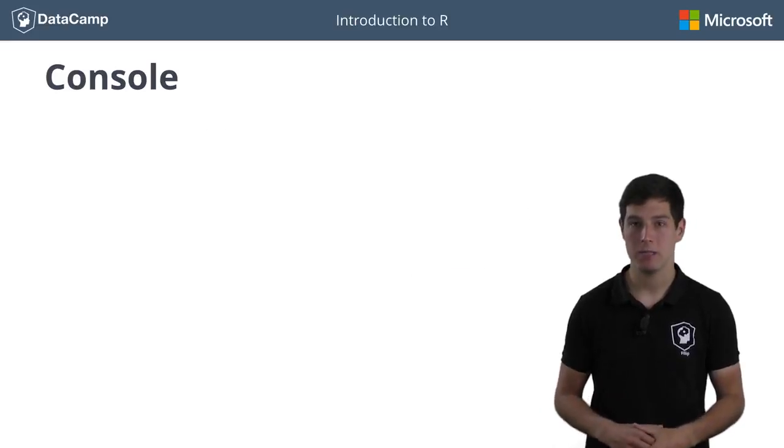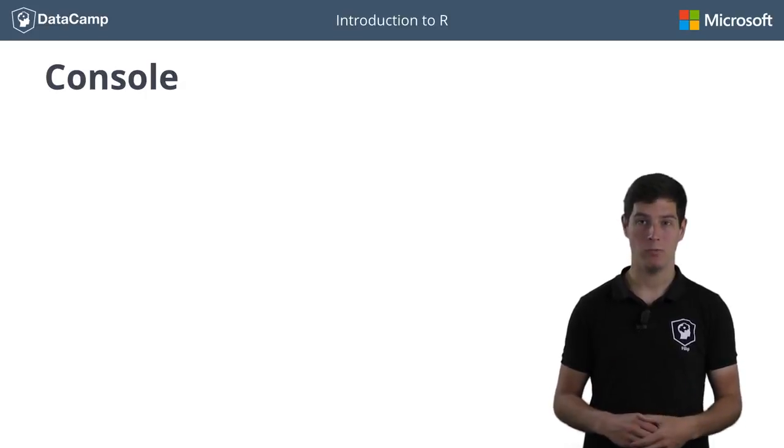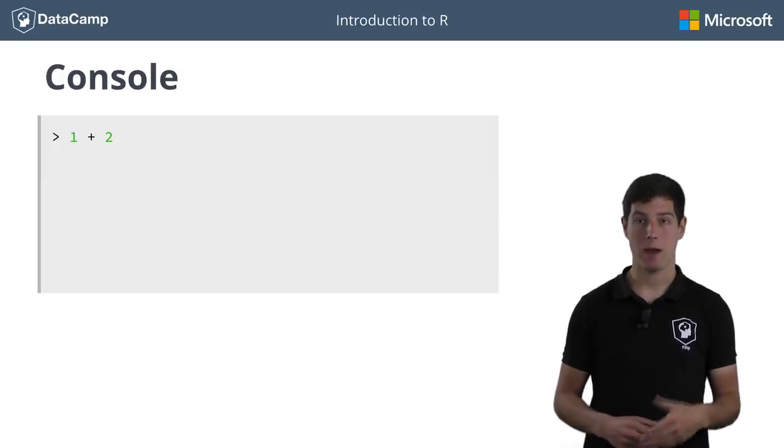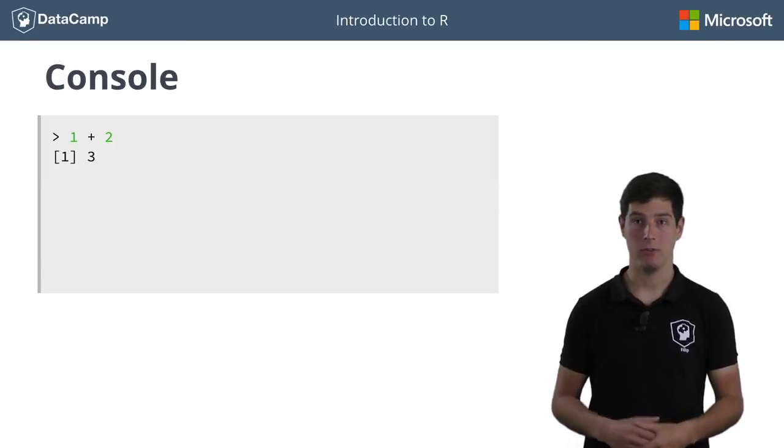Let's start our experiments by having R do some basic arithmetic. We'll calculate the sum of 1 and 2. We simply type 1 plus 2 in the console and hit enter. R compiles what you typed, calculates the result, and prints that result as a numerical value.